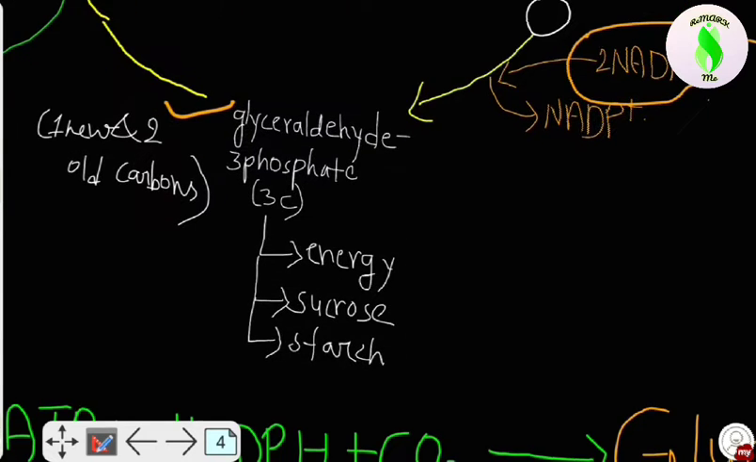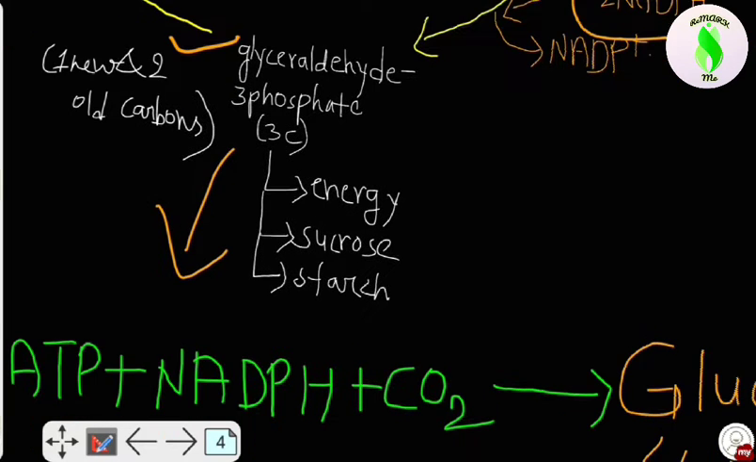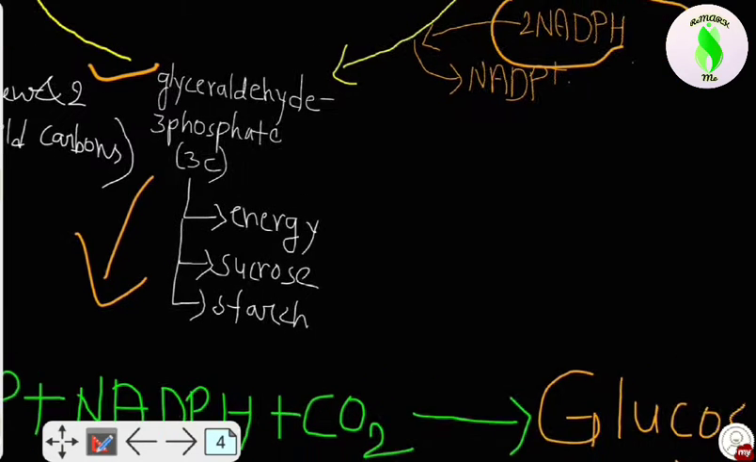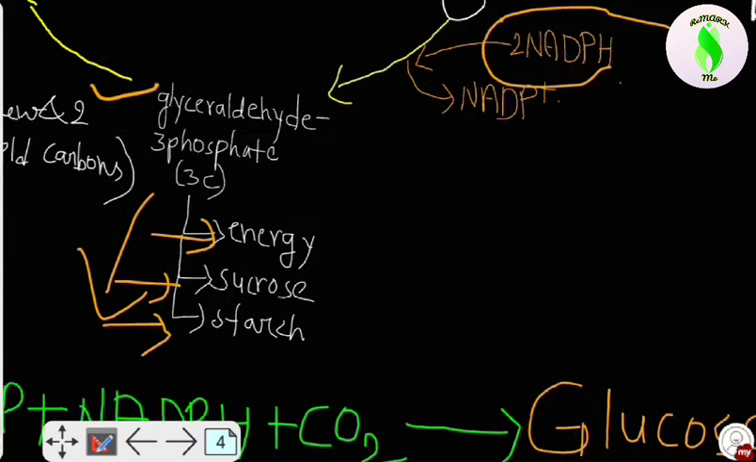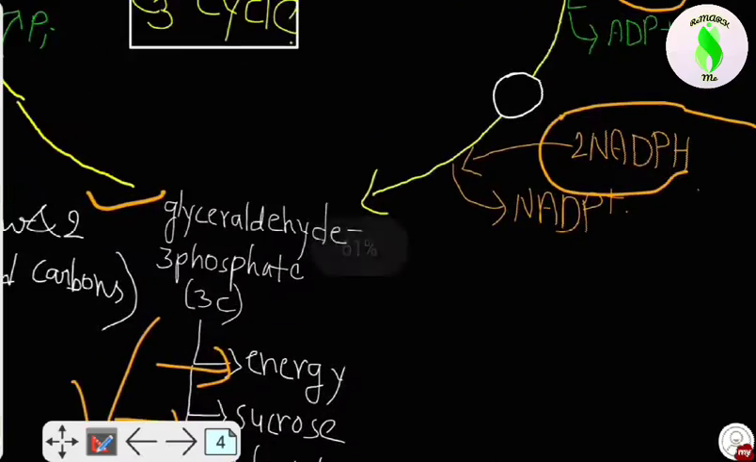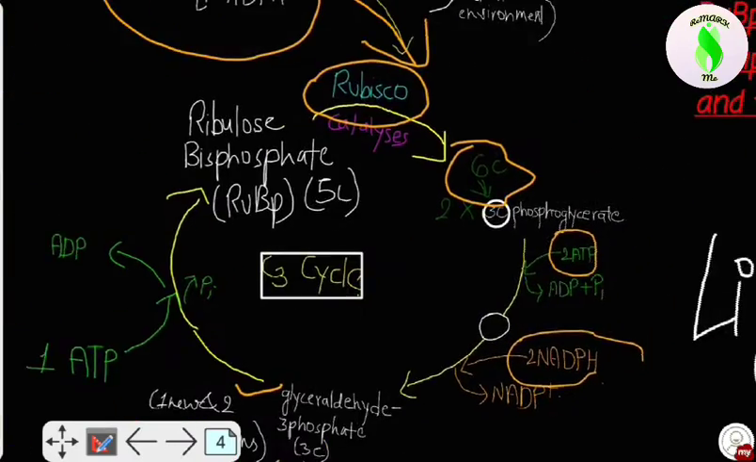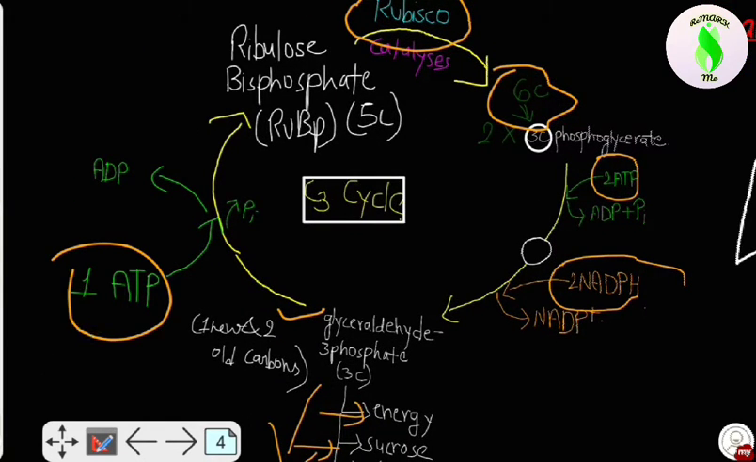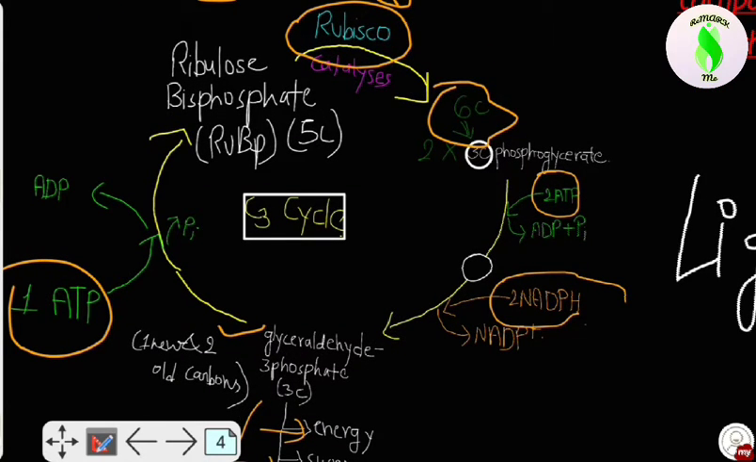This glyceraldehyde is released out of the cycle, and it can be converted into energy. It can form sucrose and it can form starch according to the need of the cell. If there is no need, then it again performs the cycle to form ribulose bisphosphate, that is RUBP. By the addition of 1 ATP, as you can see over here, the 3 carbon glyceraldehyde 3-phosphate is converted into ribulose bisphosphate, the RUBP 5 carbon sugar.